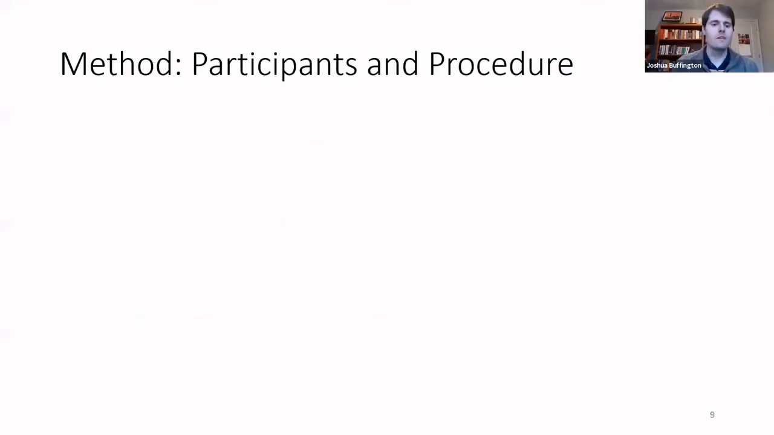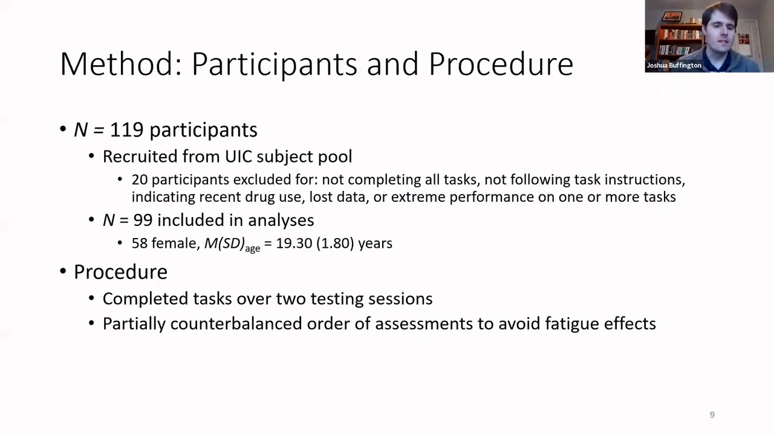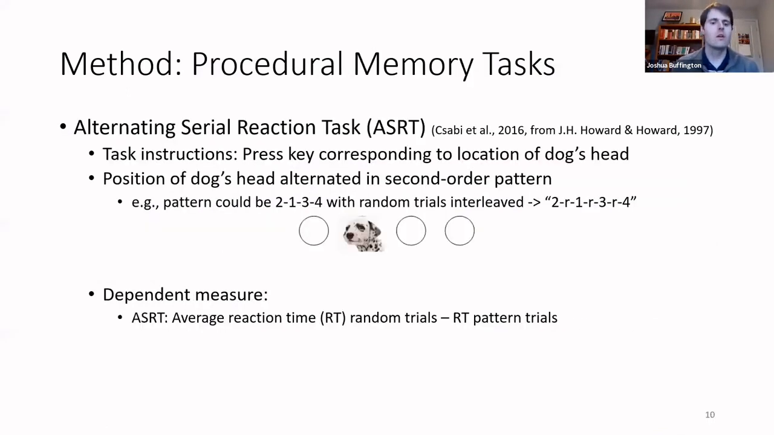Okay, hello everyone. So for this study, we had 119 participants who completed the study over 2 testing sessions. We used a partially counterbalanced order primarily to balance out fatigue effects from using one type of memory for too long. So next, I'll talk you through the tasks that we used.